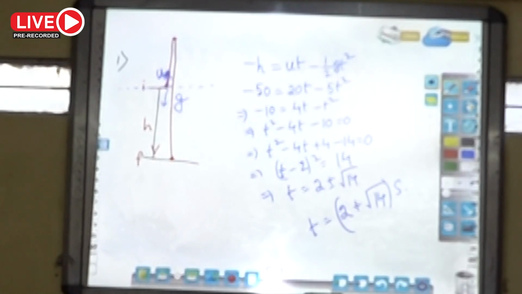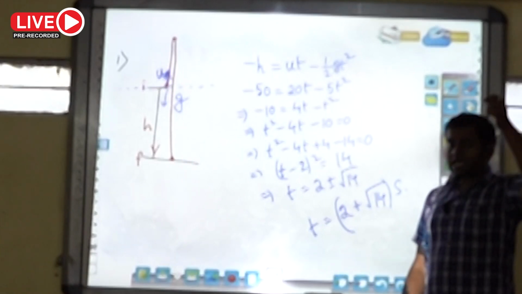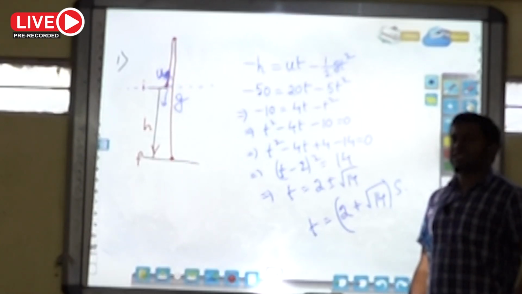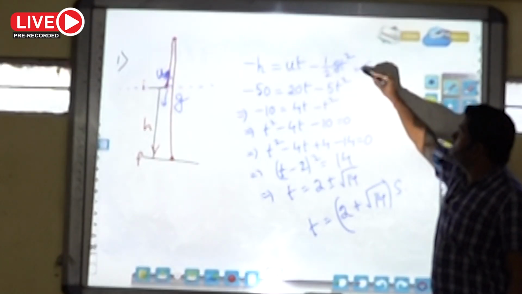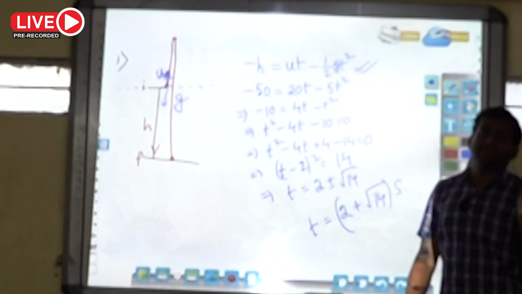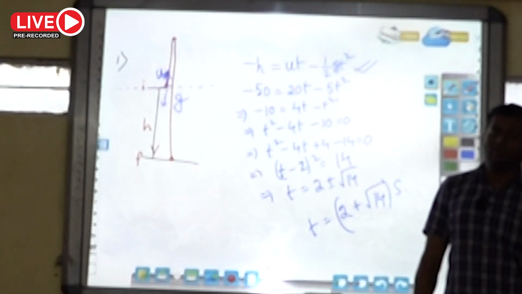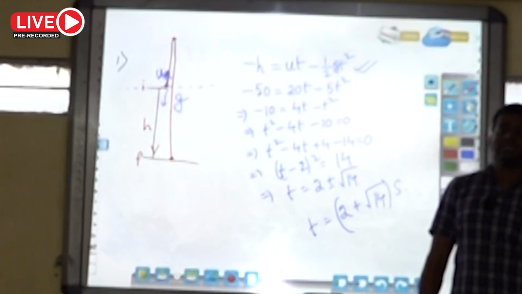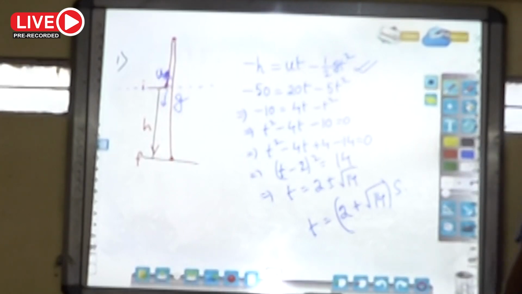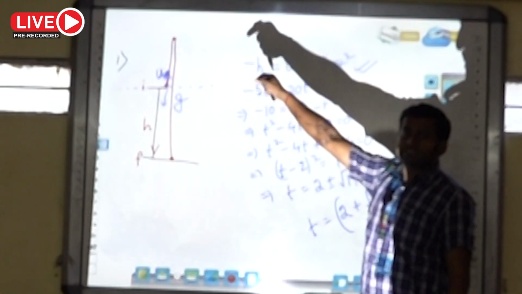Okay, so whenever this type of problem is given, that it is thrown not from the ground, from a certain height, and how much time it will take to reach the ground, you have to write down this first line, how to write this line, that is important. If you simply put h equal to ut minus half gt square, you will get the wrong answer. You have to put the quantities with their respective sign, because the direction of velocity is changed. So h is downward, u is upward, g is downward.